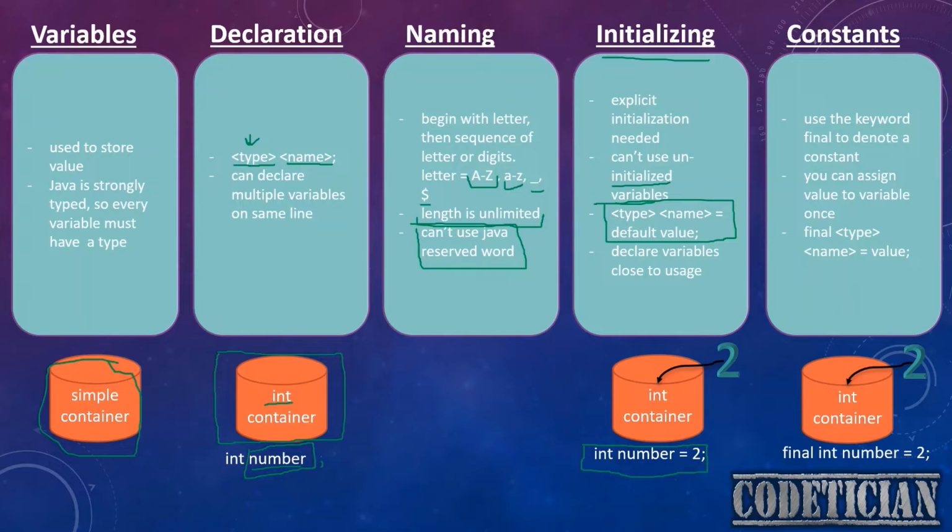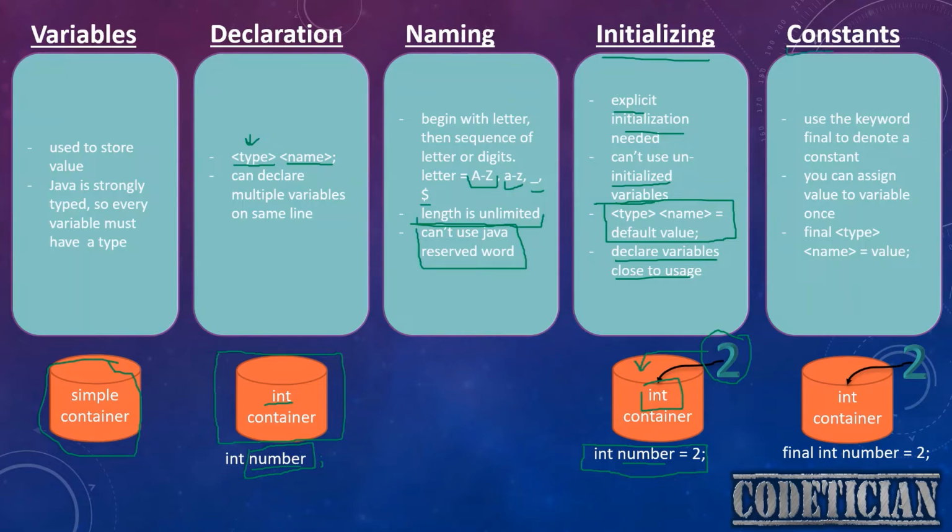Now, what does this mean? This was our variable number, which can have int values, and now I'm putting this value 2 in this box or in this container. So this is the initialization. Explicit initialization is needed in Java. One more thing, more from the standards perspective, is that we declare variables close to their usage. I'll explain this in the practical; it will be more clear.